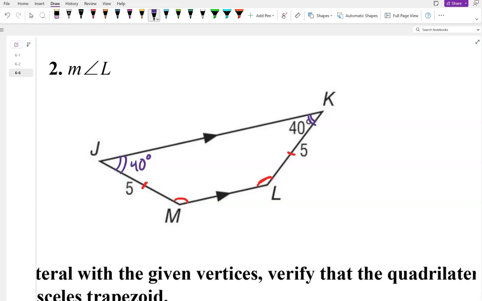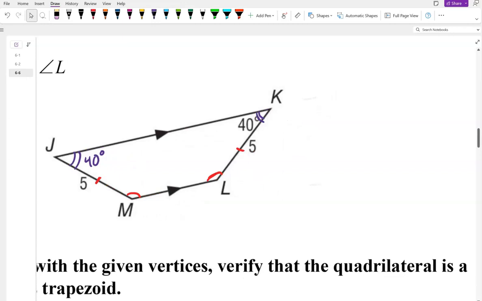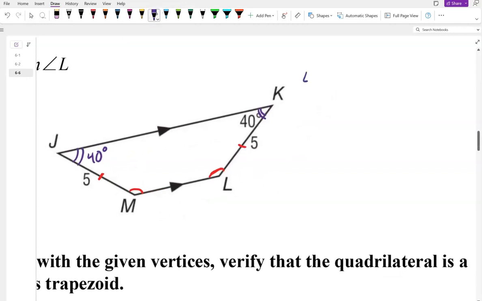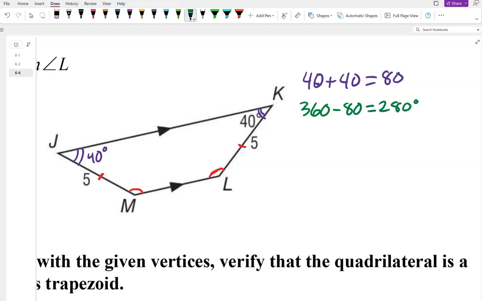I only need to know angle L, which means if I take out the ones I already know, which are these two 40s. So if I say 40 plus 40 equals 80, and I take that out of the entire shape, I know the whole shape is 360, so if I get rid of those two angles, that leaves me with 280 degrees.